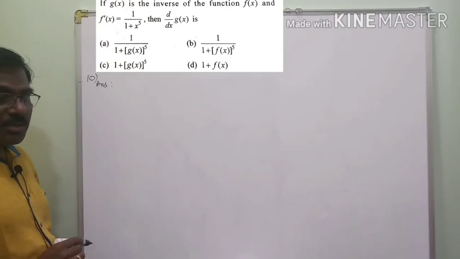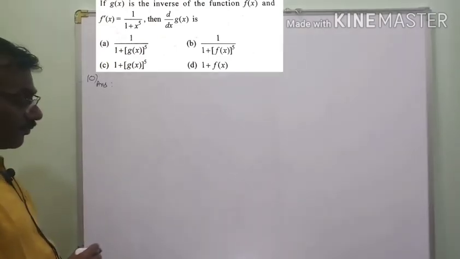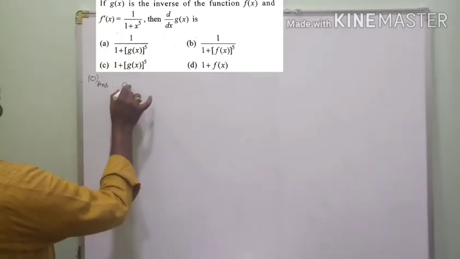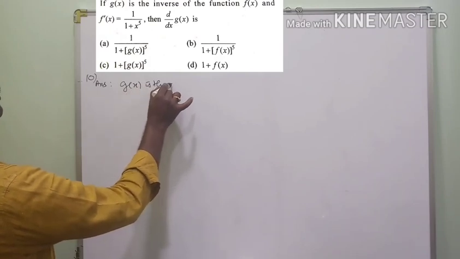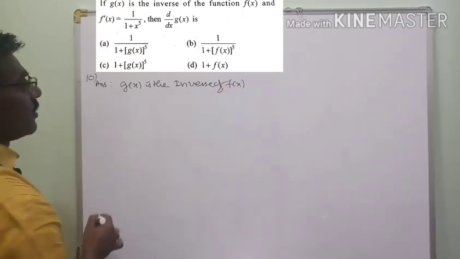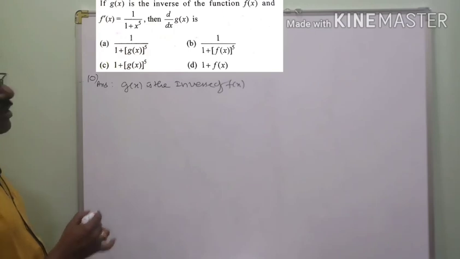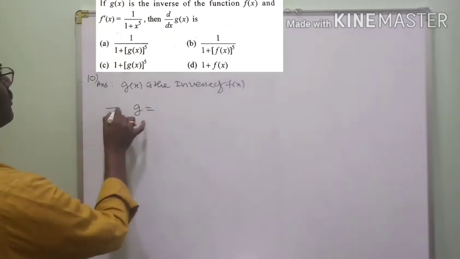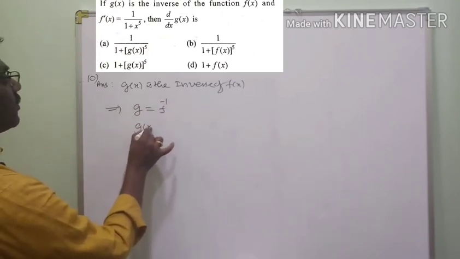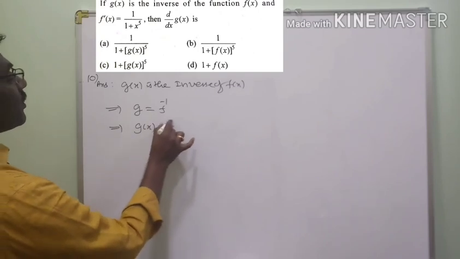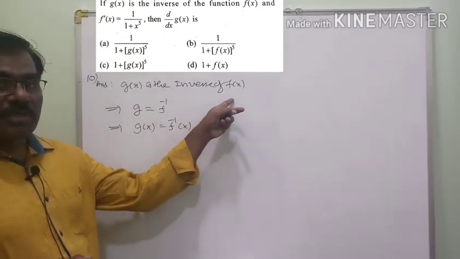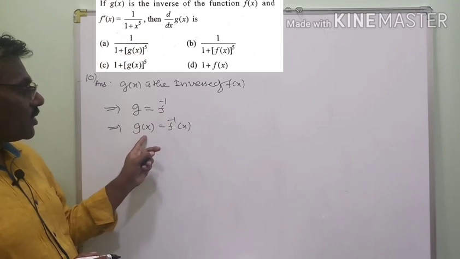If g of x is the inverse of the function f of x, that is nothing but simply g of x is equal to f inverse of x. G of x is the inverse of the function f of x. So g is f inverse.